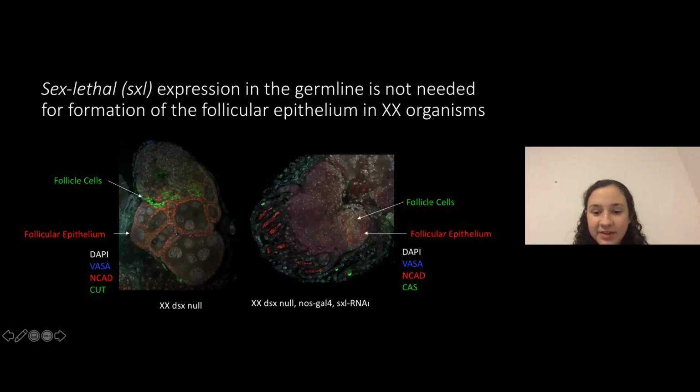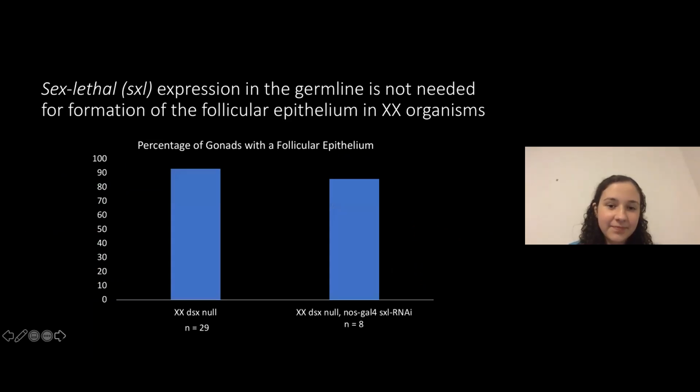So despite the fact that sex lethal is knocked out, it retains a lot of the aspects of a regular XX double sex null, which makes us think that sex lethal in the germline is not causing the flies to form a follicular epithelium. And you can see that the percentage of gonads with a follicular epithelium is about the same, whether it's XX double sex null and nothing else, or XX double sex null and sex lethal is knocked out in the germline.